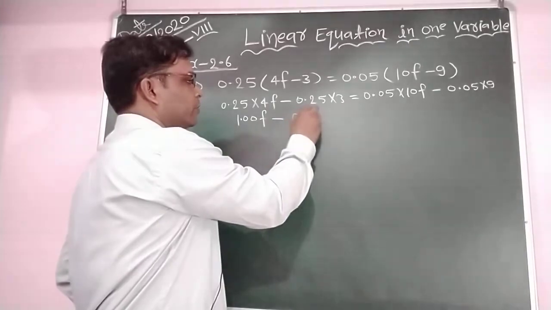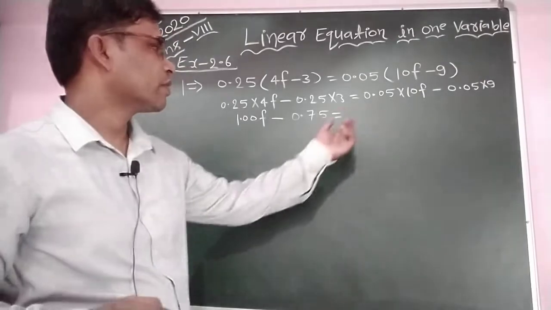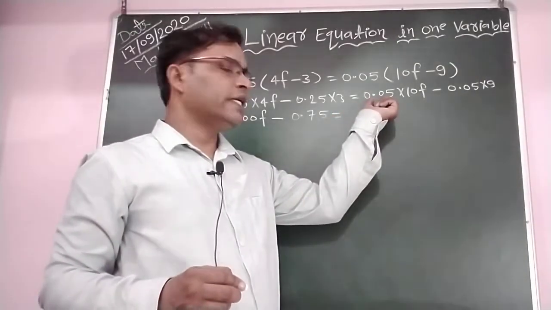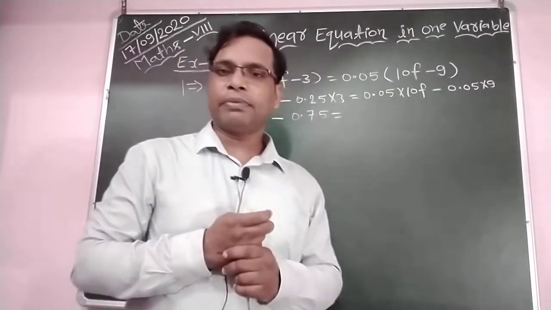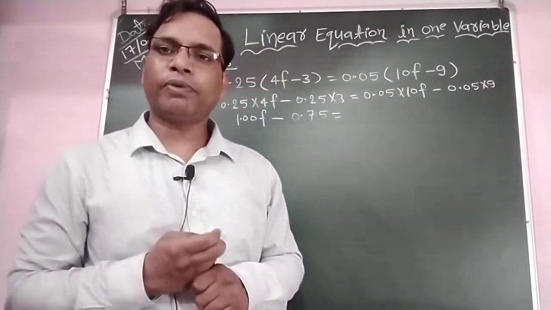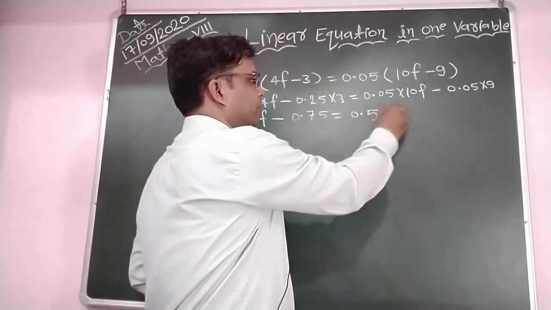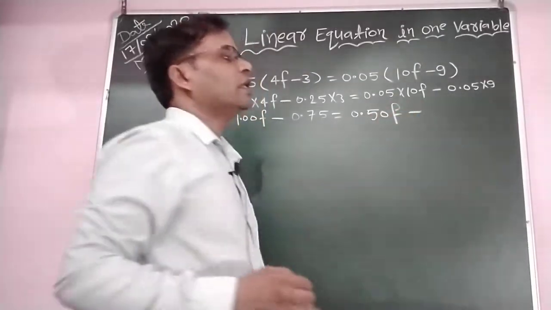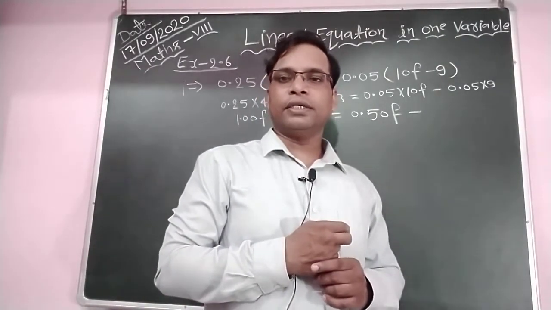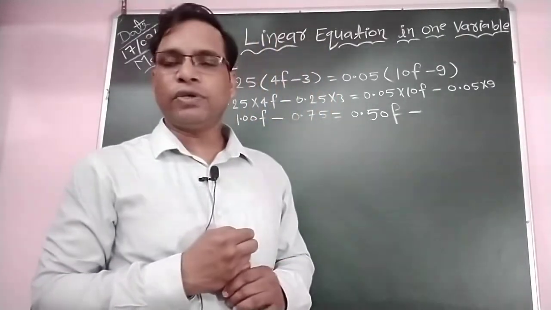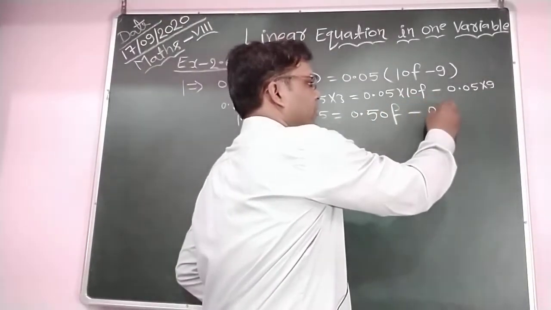This is equal to, on the right hand side, 0.05 into 10f. When we multiply 0.05 into 10, we obtain 0.50f. Now minus 0.05 into 9. When you multiply 0.05 into 9, you obtain 0.45.